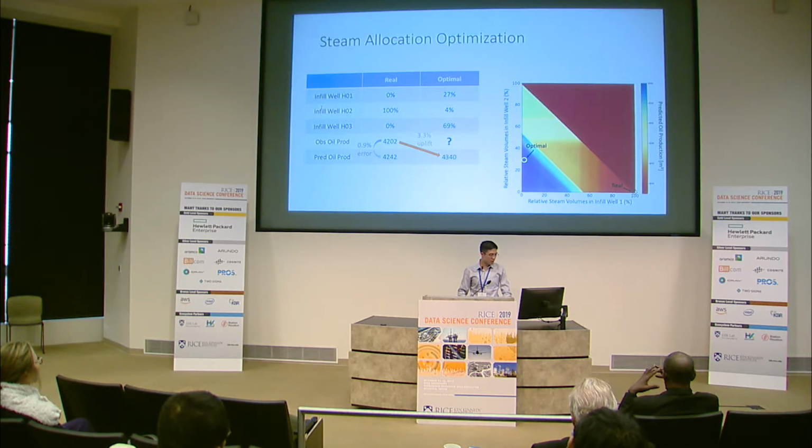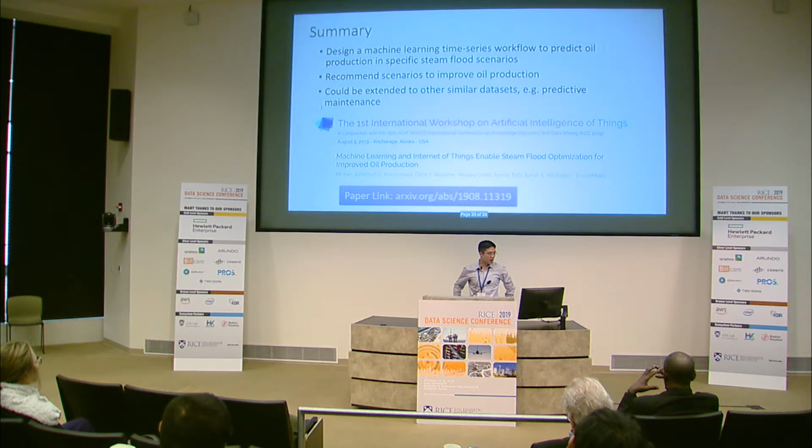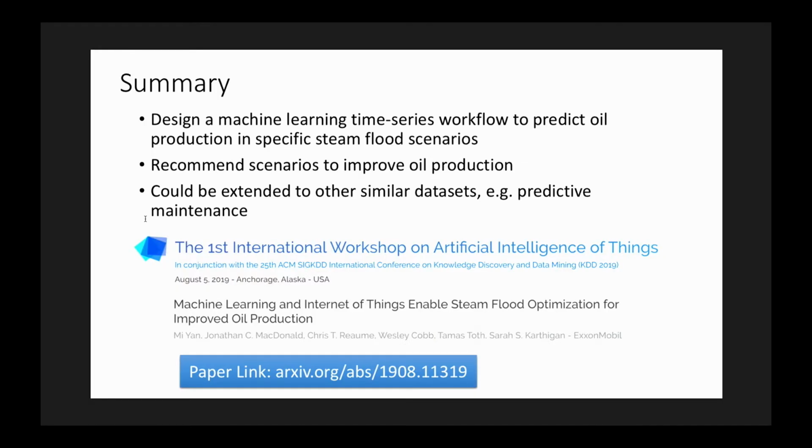Here is optimal themes. And the last one is summary. First, we design a machine learning time series workflow to predict oil production in some specific steam flood scenarios. And then also based on this model, we can recommend some scenarios to user to improve oil production. And the third thing is that this workflow could be extended to other scenarios. For example, the predictive maintenance.